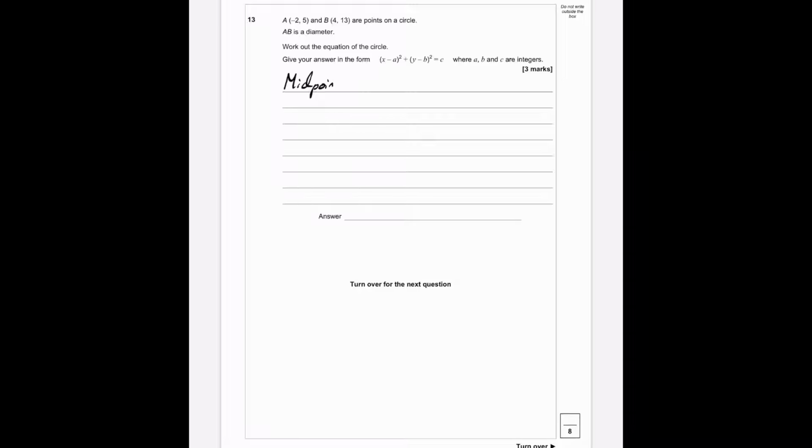Question 13. So we've got ourselves a circle. AB is the diameter. That means the centre of the circle is going to be at the midpoint of AB. So I'm going to start by calculating that centre. So halfway between the x coordinates, halfway between the y coordinates, comes out as 1, 9.